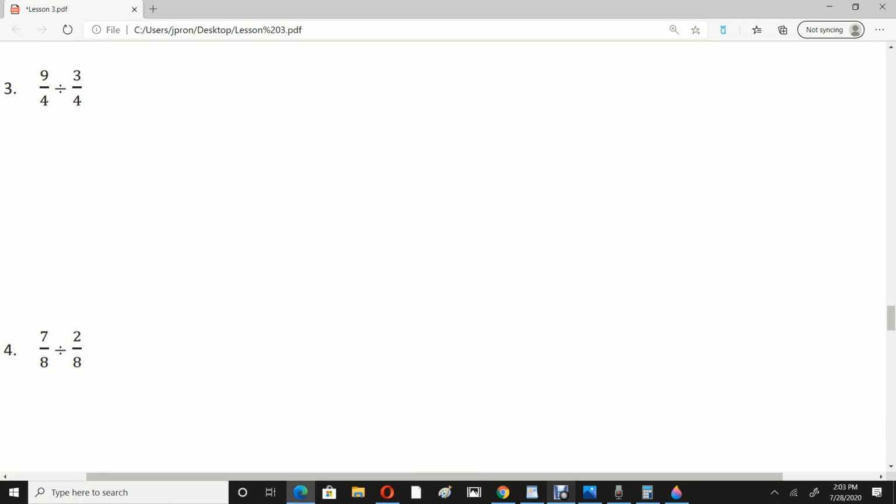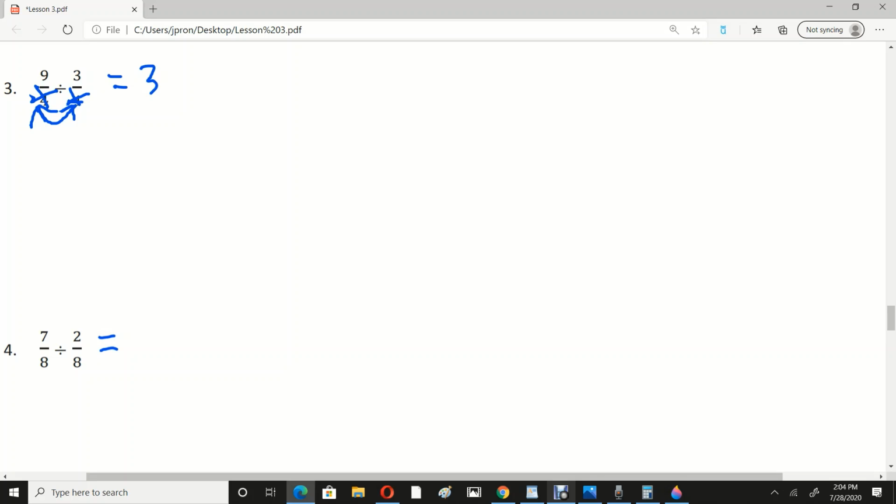Okay, then we have 9/4 divided by 3/4. Well, again, we can ignore the denominators because they are common. If they were not common denominators, we could not do this. But since they are common denominators, they will factor out when we divide. So we just divide the numerators. 9 divided by 3 equals 3.